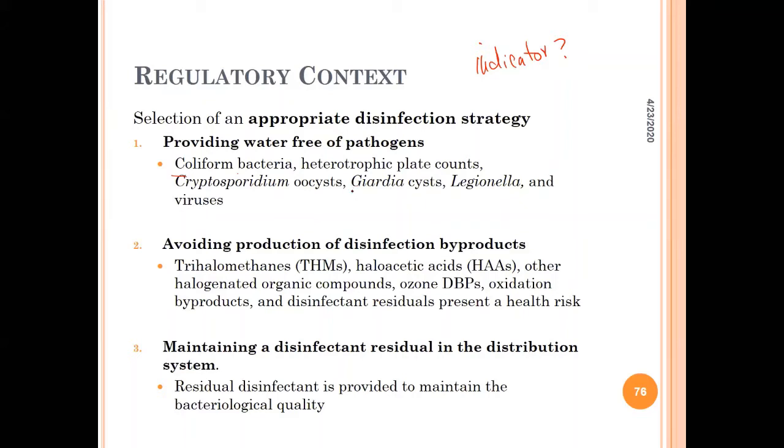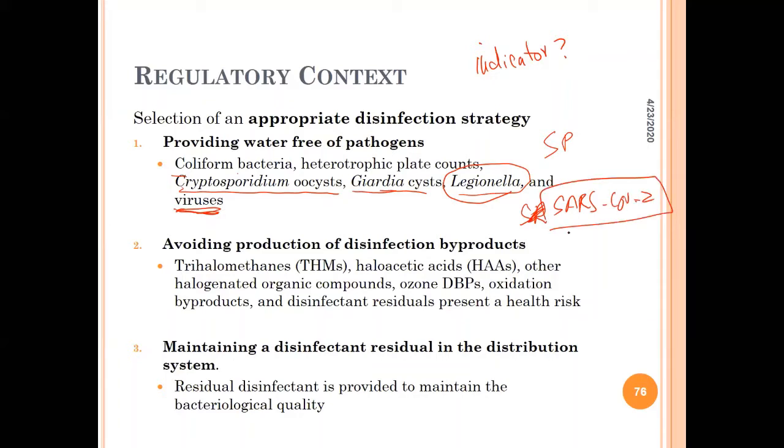So Giardia and Cryptosporidium oocysts are protozoa, and some are responsible for pneumonia, and there are viruses. There are poliovirus and some other viruses. Nowadays the virus is COVID-19, SARS-CoV-2, which is very much making problems in the world. It is usually not transmitted by water. It is transmitted through air.